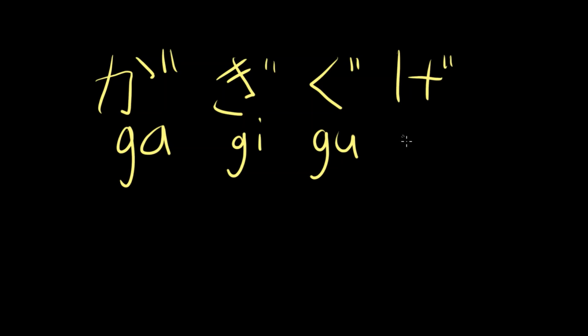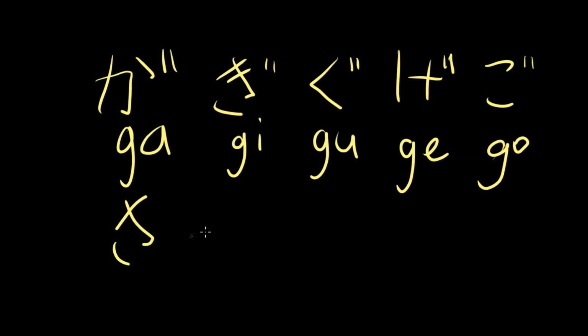Gi. Gu. Ge. Oops, I wrote ke. Ge. And go. So Nihongo, Japanese, ends in this sound, go. Ends in go.